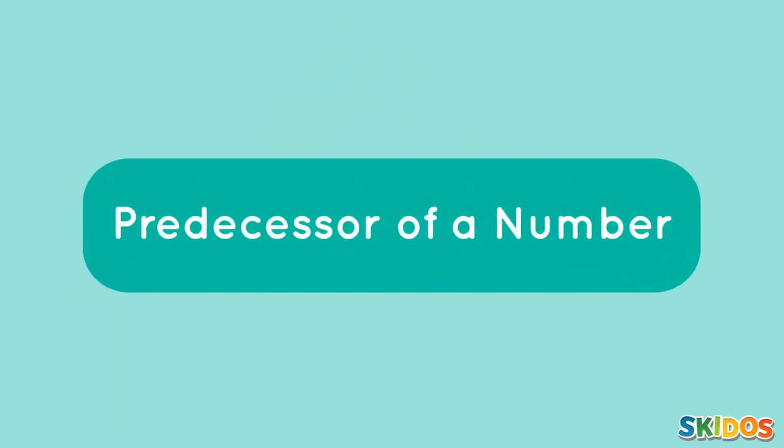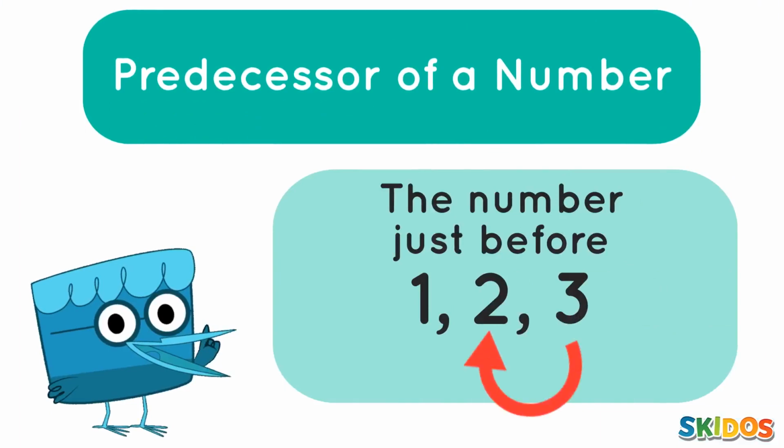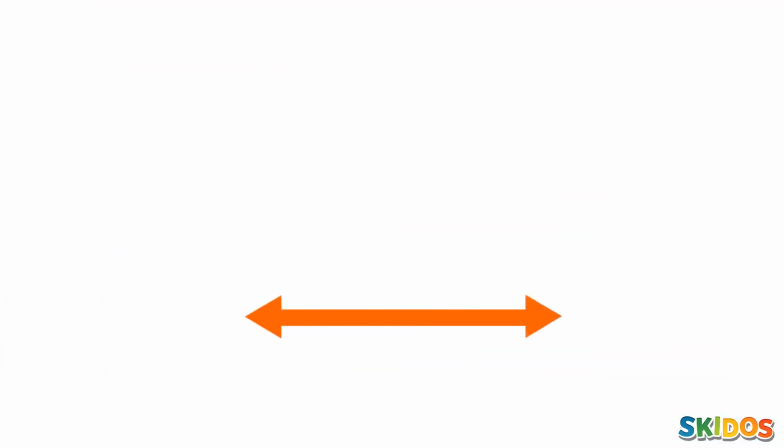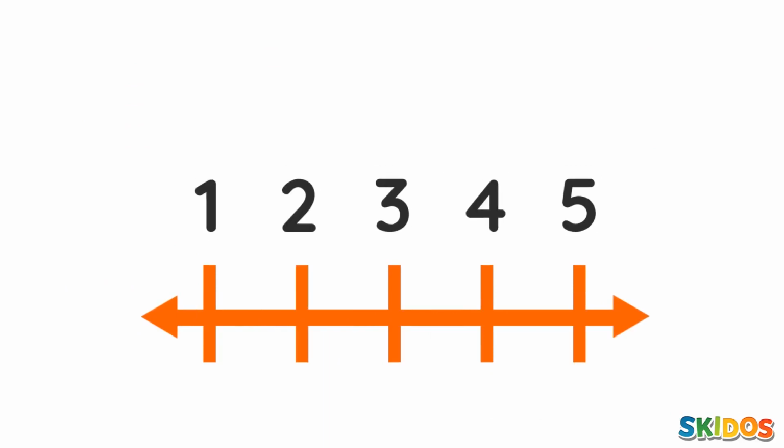Let's learn about the predecessor of a number. Predecessor of a number is the number just before it. Let's create a number line from 1 to 5. 1, 2, 3, 4, 5.